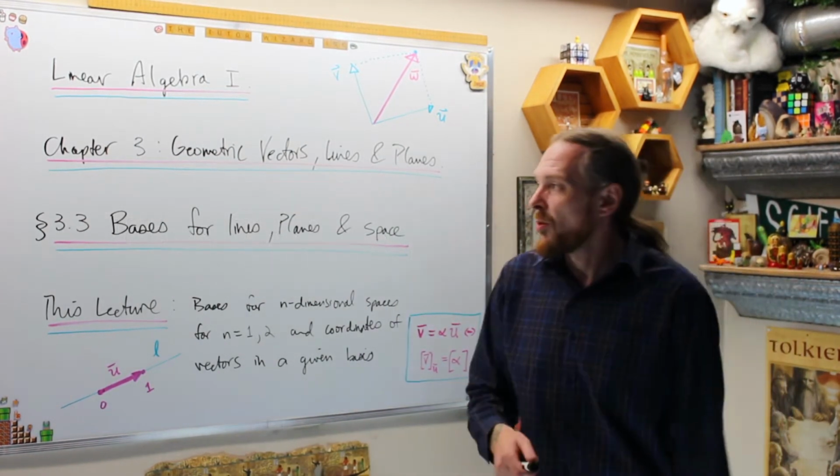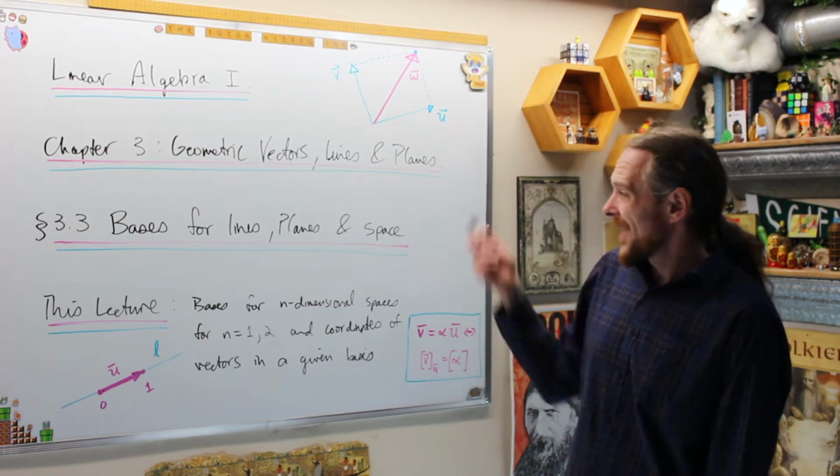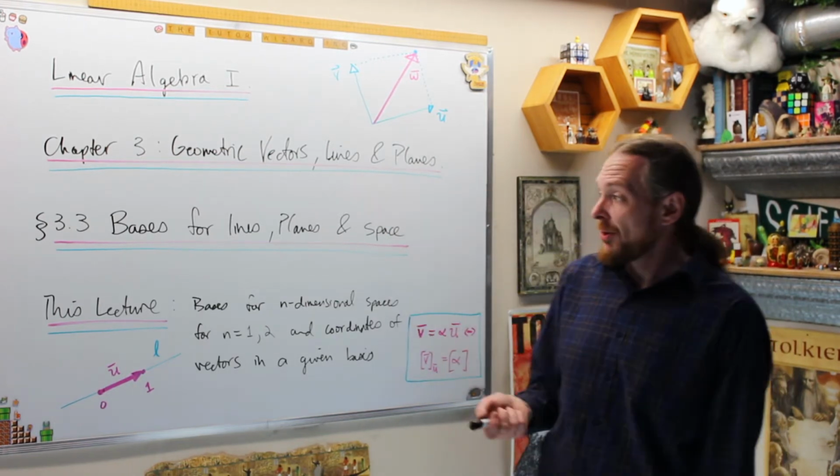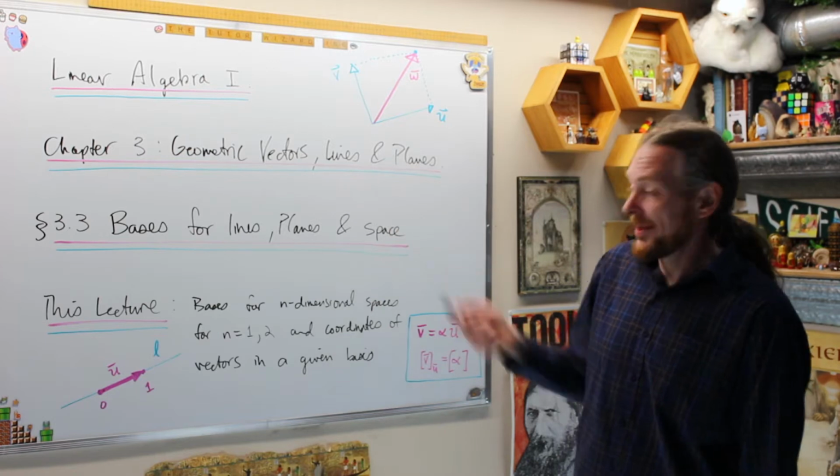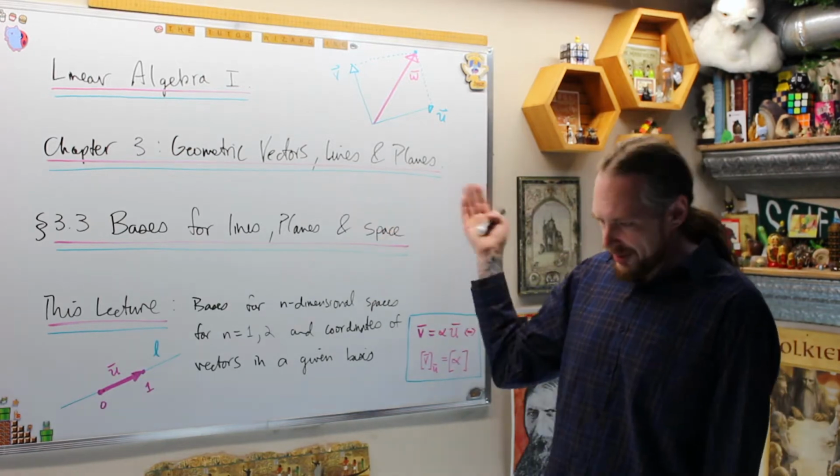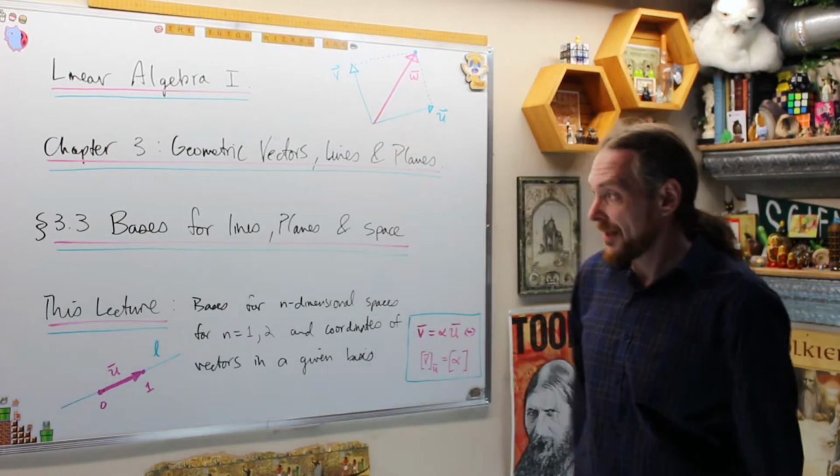We're doing Linear Algebra 1. This is Chapter 3, Geometric Vectors, Lines, and Planes. In Section 3.3, we're going to do the basis of a line, a plane, and space. 1 dimension, 2 dimensions, 3 dimensions, essentially, and then we can extend from there. That'll be the next chapter.